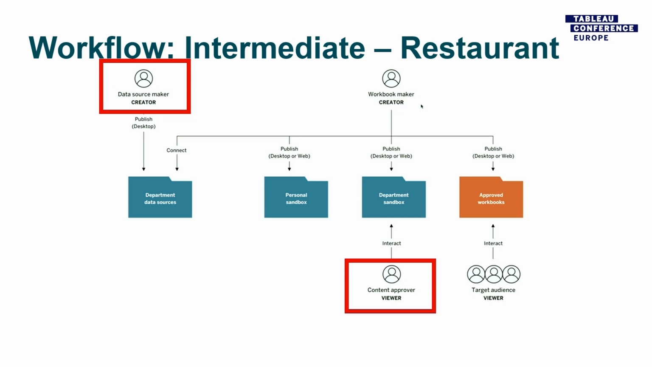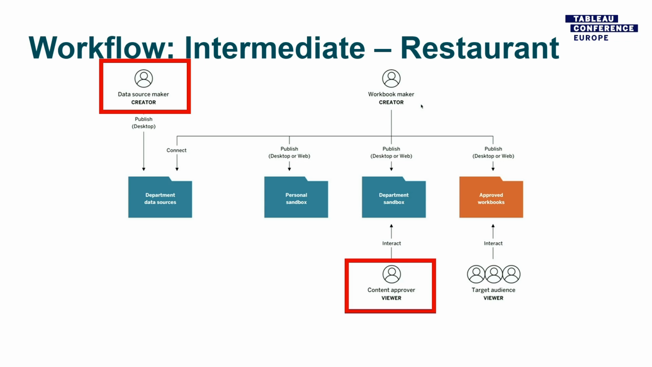Now, I've actually added in this second role here, the content approver, i.e. somebody that potentially only has a viewer license. They don't have to do anything complex with the data. They're not there to be drilling, slicing, or whatever. Maybe they do, but the role in this scenario is just simply the content gets published to a departmental sandbox. They look at it, they check that it works, it fits, it has the right formatting, it has the right content, nobody's seeing things that they shouldn't. And then ultimately, the creator publishes to the approved workbook folder that everybody can then see. So sort of similar to before, but with those 2 additional roles.